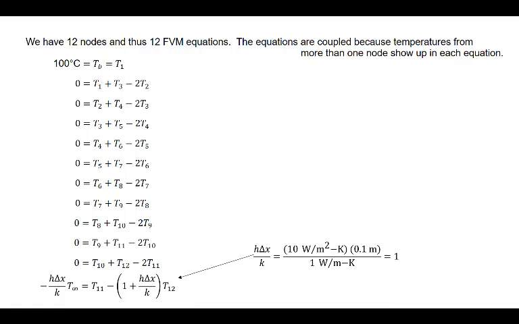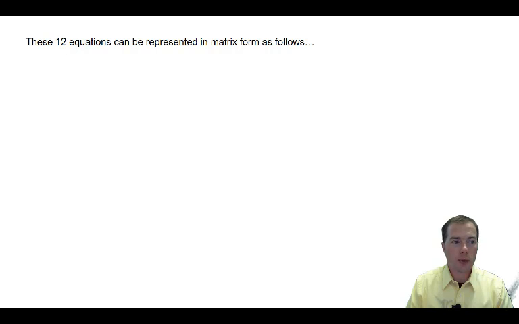To do so, we will note that for the particular conditions in this problem, the term, the convection heat transfer coefficient times the grid spacing divided by the thermal conductivity, is equal to 1, because we had a convection heat transfer coefficient of 10 watt per square meter Kelvin, node spacing of 100 millimeters, and a thermal conductivity of 1. Also, note that that term times T infinity, which is the left-hand side of the node 12 equation, is equal to 0, since T infinity is equal to 0 in this case. These 12 equations can be represented in matrix form as follows.